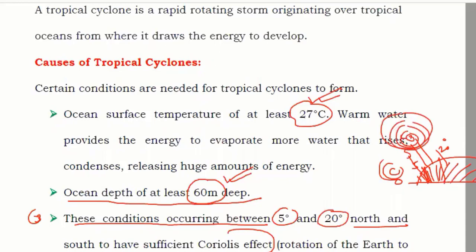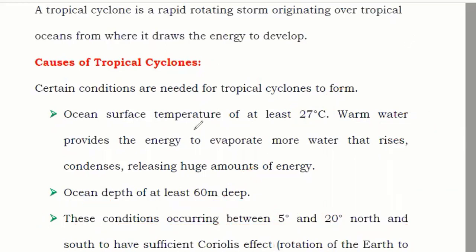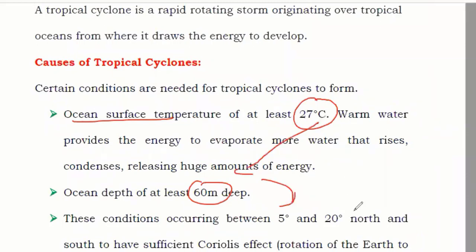So mainly what you have to remember are the conditions, and you will find them in some questions also. Temperature 27 degrees, which temperature? Ocean surface. After that, the depth of 60 meters, and these conditions should occur at 5 to 20 degrees between the north and south to have sufficient Coriolis effect. Is everyone clear about the conditions of the tropical cyclone? Any confusion? Good.